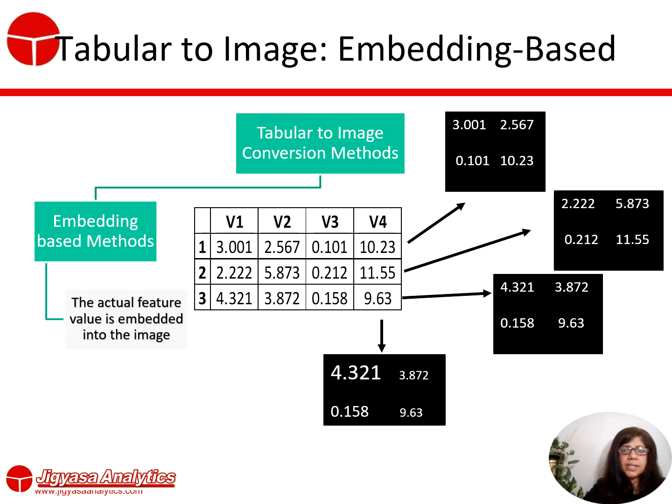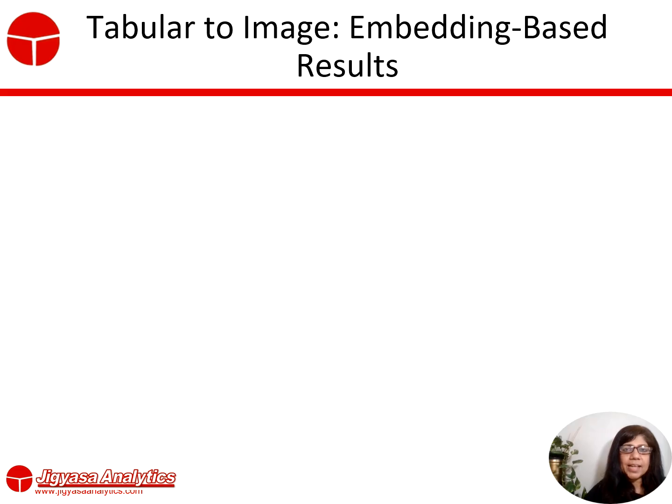Sometimes a representation of the feature instead of the actual feature value is embedded into the image. For instance, a byte representation of the data may be embedded into the image. We experimented with some of these embedding-based methods to create images using our Australian credit risk dataset. And we used the CNN model to train on those images and obtain predictions for our validation and test datasets.